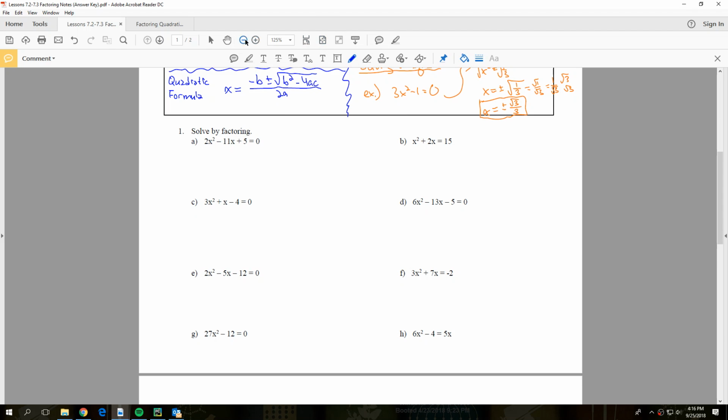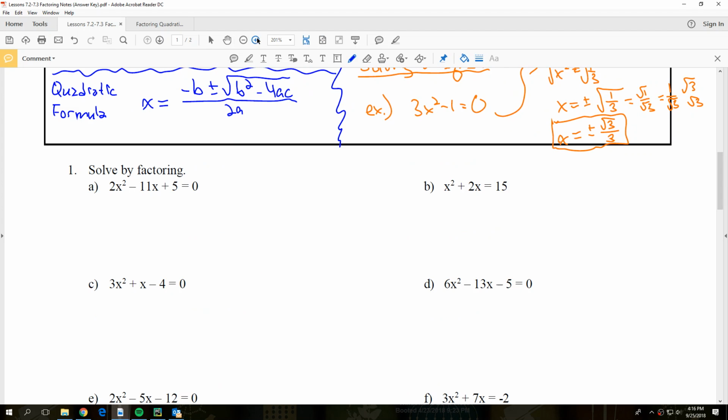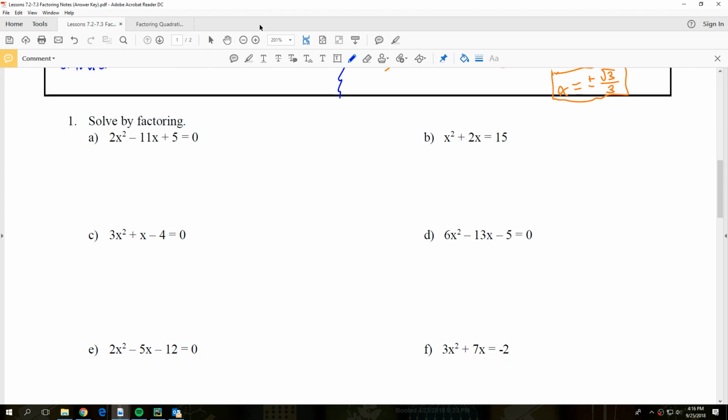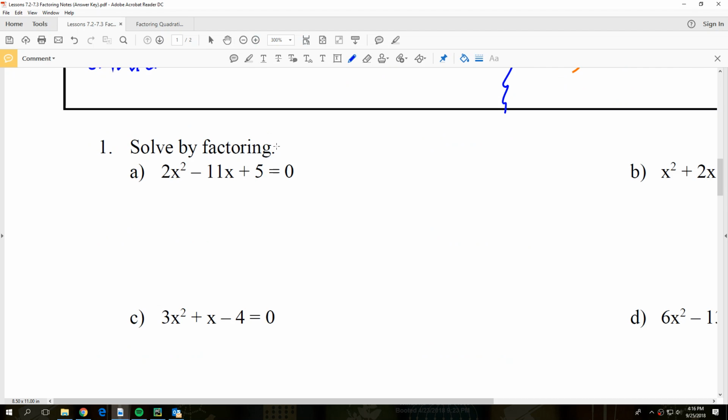So what I'm going to do here is kind of fly through these and apply whatever method is necessary. And by the way, multiple methods could work for many of these. Okay.